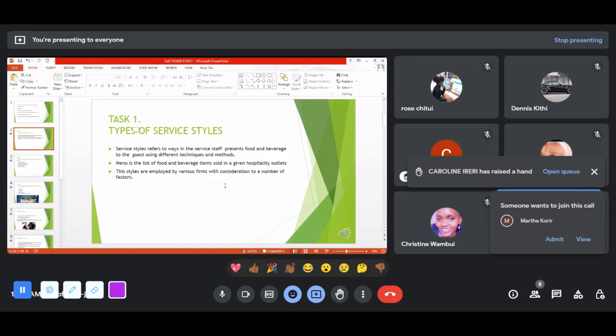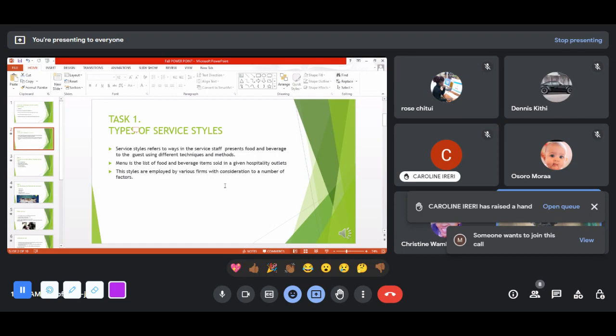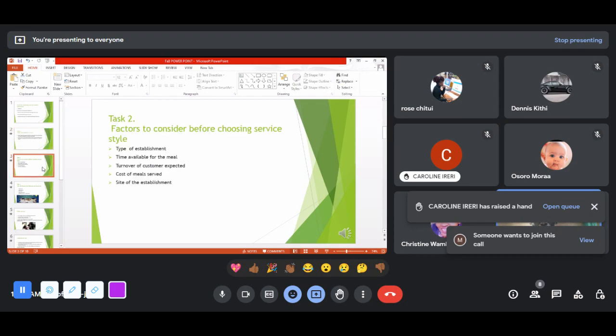So when we're looking at this, remember our objective number three, which is to look at where to use these styles of service. Before we get to that, I just want us to look at some of the considerations that you need to put in place before you employ each food and beverage service style. There are factors that you need to consider before choosing a food and beverage service style in a particular establishment. I'll just highlight a few of them here. They are not limited to this, but these are some examples of factors that you need to look at as food and beverage personnel before you employ any style in your establishment.